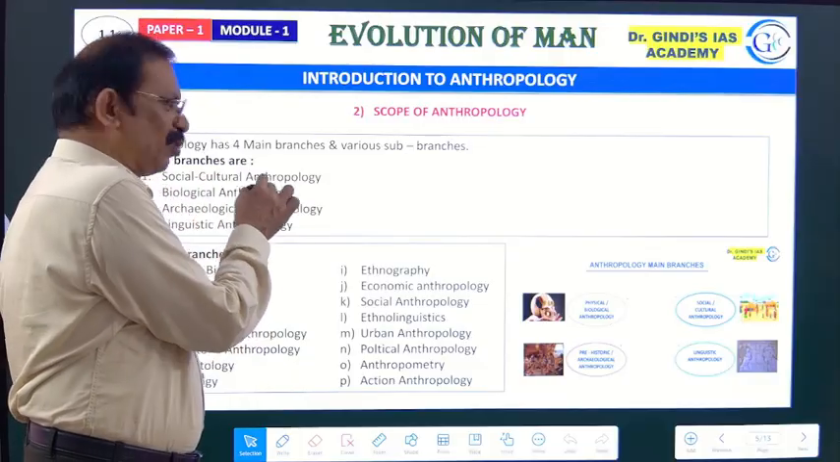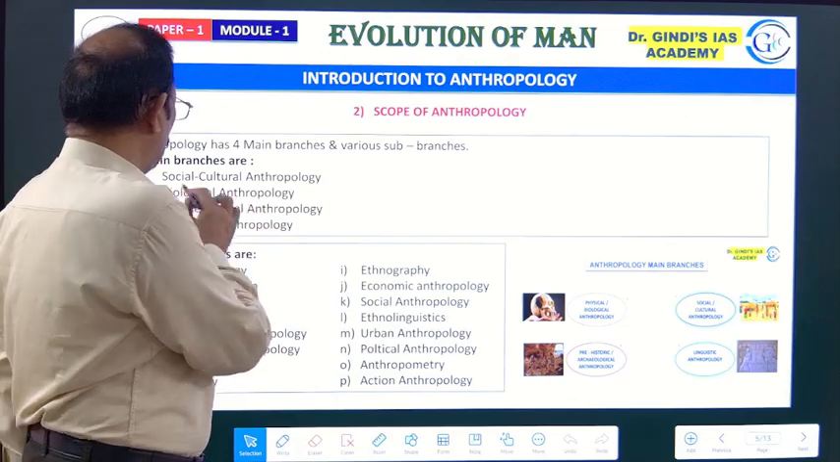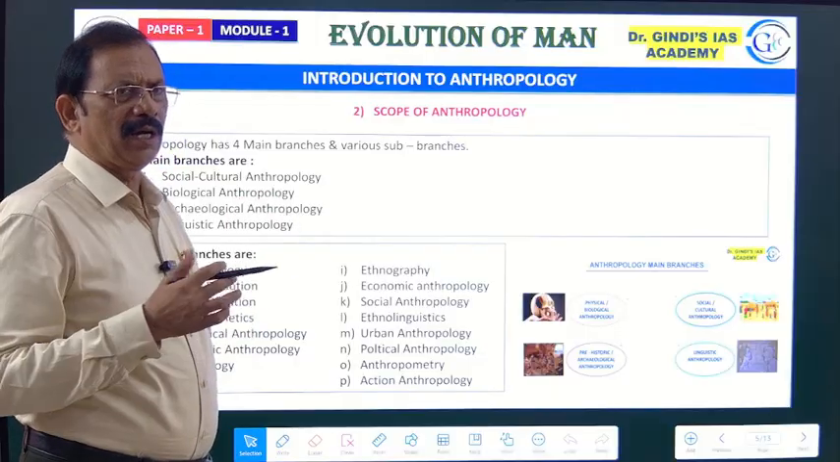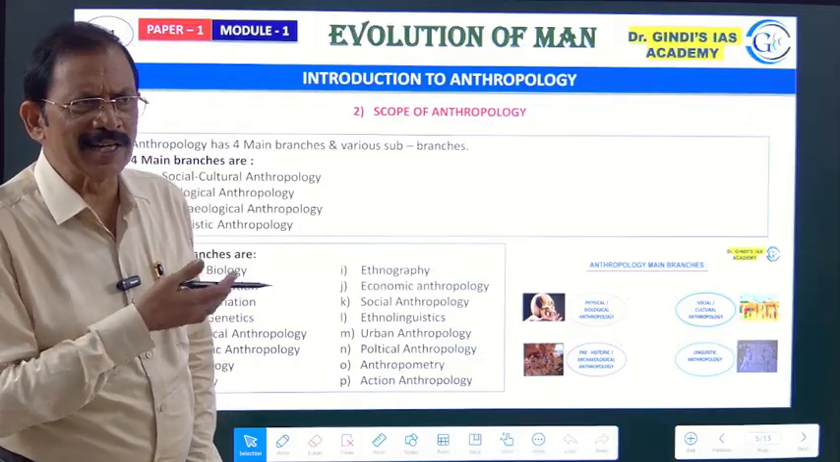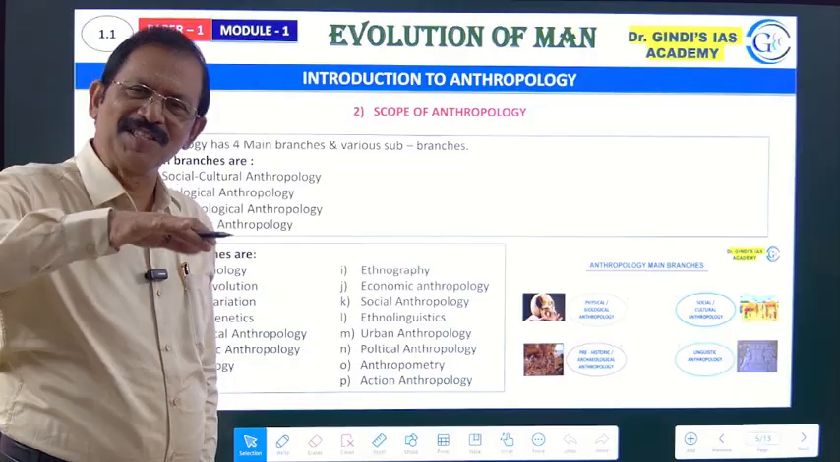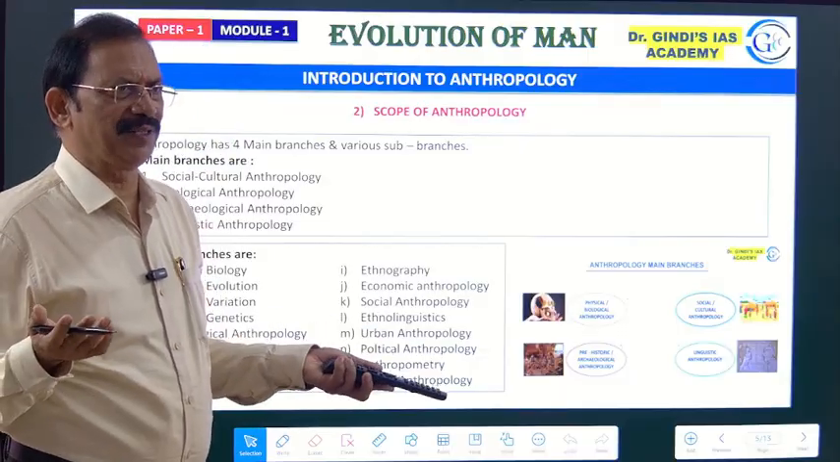So these are the main branches you have to study. You have to prepare your notes. I will give you the notes also. So socio-cultural anthropology they may give. Biological anthropology, or it is also called as, what is the another name? Physical anthropology or biological anthropology, they are the synonyms, they carry the same meaning.